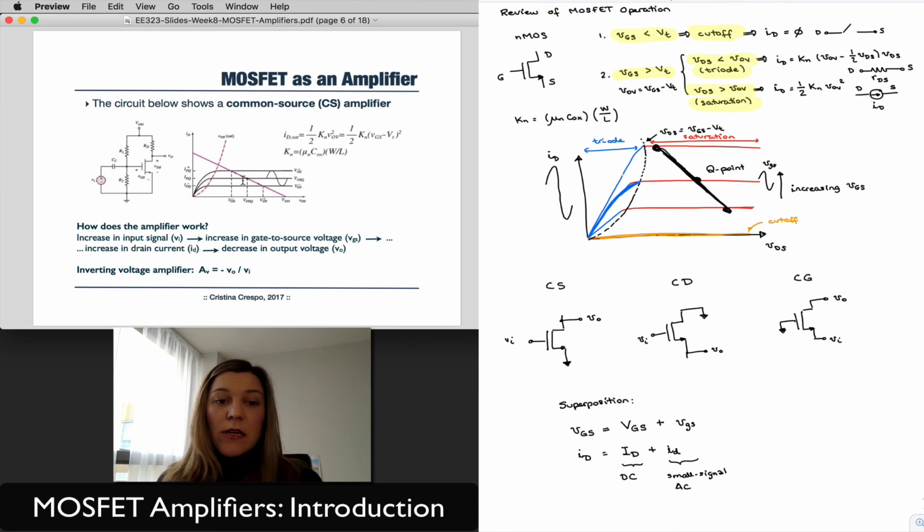Along those lines, the values of the currents, voltages, etc. in the circuit will all be moving around that quiescent bias point. So those resistors R1, R2, RD are here to set the quiescent bias point.